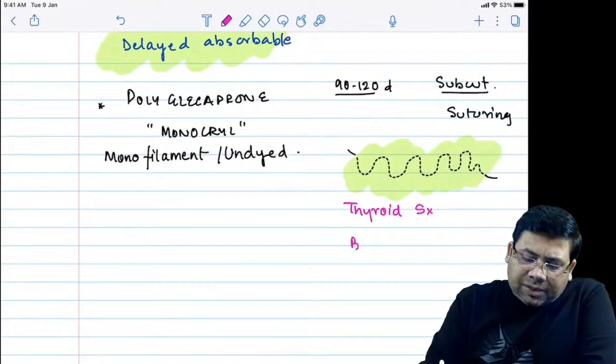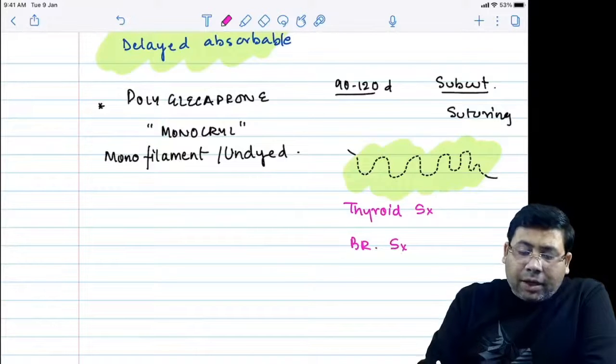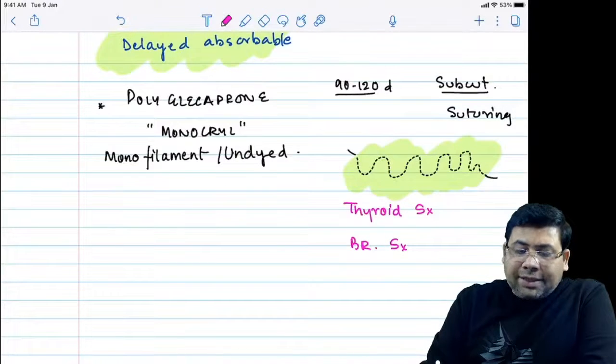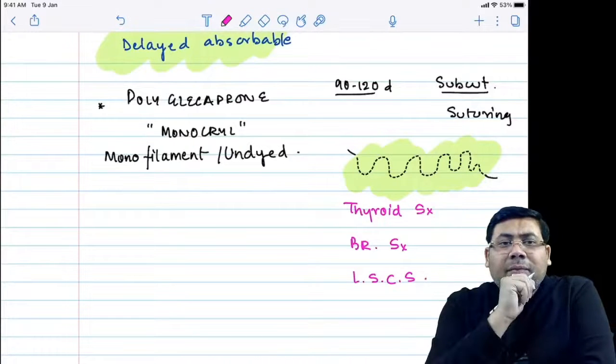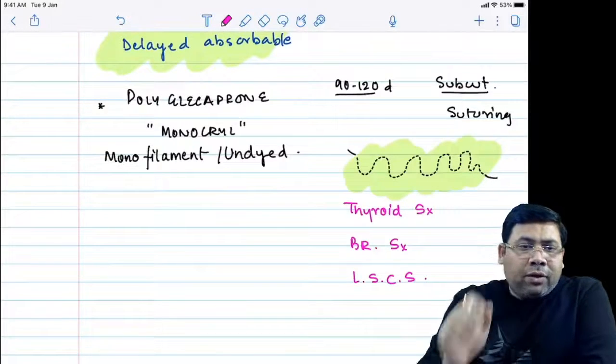It is used for breast surgeries. It is used for LSCS. So these are the places where we use polyglecaprone or Monocryl.